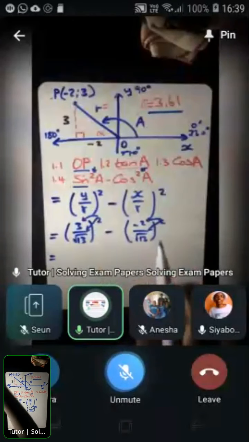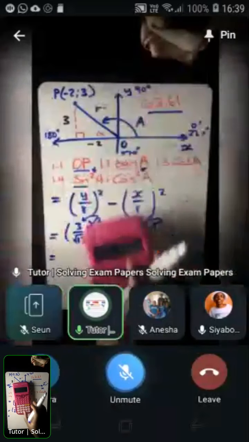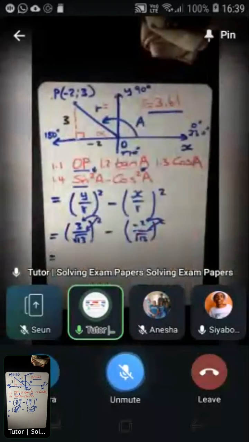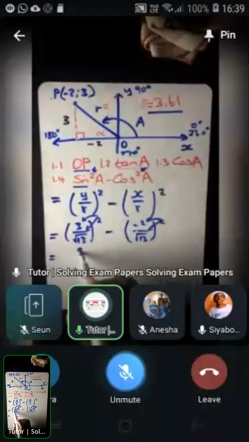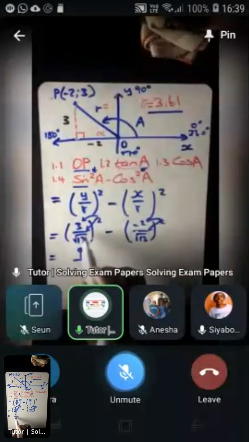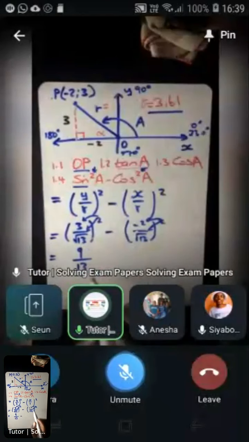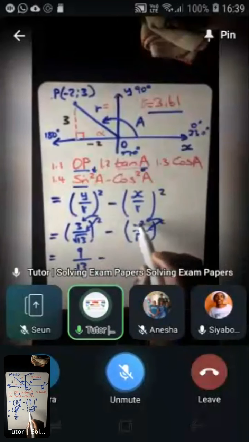I'm sure some of you are now writing your final answer. So let's see. What is 3 squared? Is it 9? It's 9. So that means we have 9 over the square root of 13 squared, which is the same as 13 because squaring removes the square root. What is negative 2 squared?